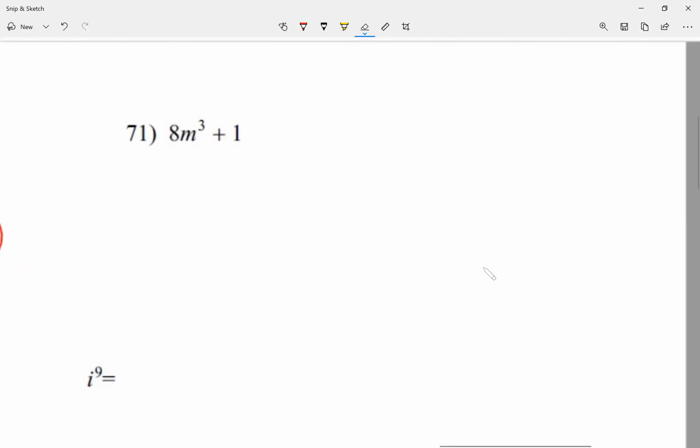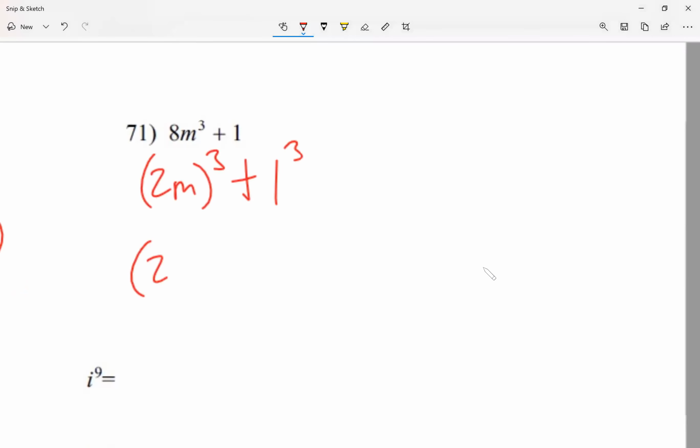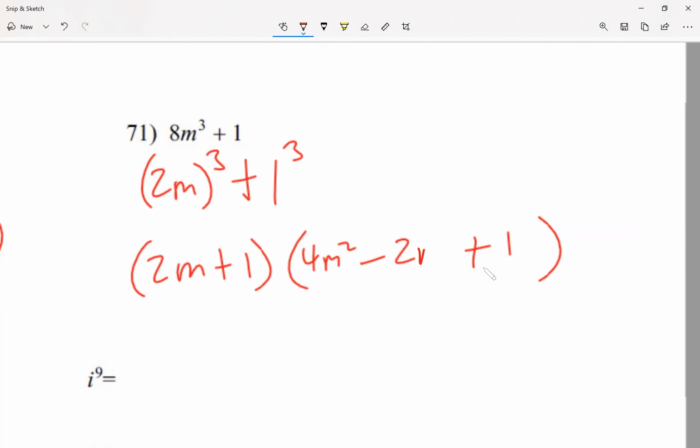All right, let's take a look at number 71. Let me rewrite everything as 2m all to the third plus 1 to the third. I rewrote everything as to the third because of the plus sign in between. So my first parenthesis will be 2m plus 1. Now my second parenthesis is going to start with 4m squared, and it's going to end with a plus 1. My middle sign will be minus, and then it's going to be 2m.